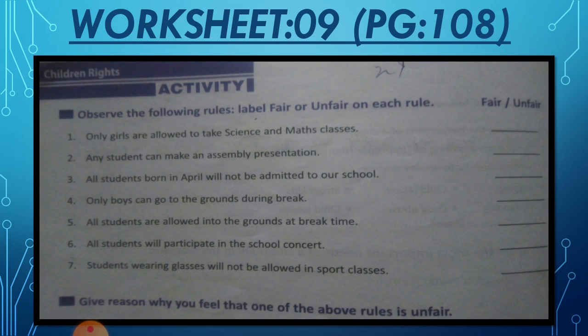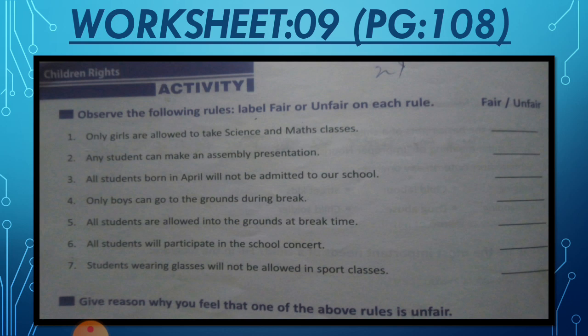Number 3. All students born in April will not be admitted to our school. This is unfair. Every student has the right to be admitted to any school. Number 4. Only boys can go to the ground during break. This is unfair. Girls are also allowed to be on the grounds during break. Number 5. All students are allowed in the ground at break time. This is fair. All students have this right.